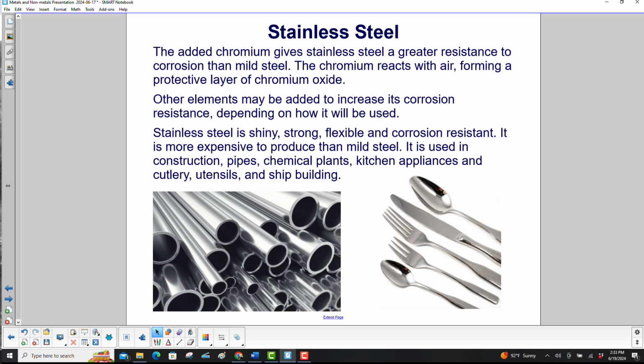Stainless steel is shiny, strong, flexible, and corrosion resistant. It is more expensive to produce than mild steel. It is used in construction, pipes, chemical plants, kitchen appliances, cutlery, utensils, and shipbuilding.